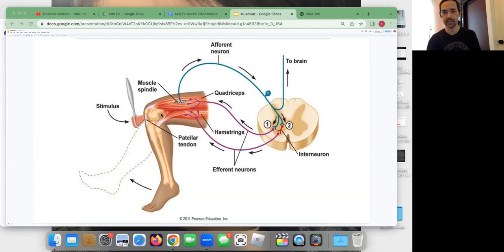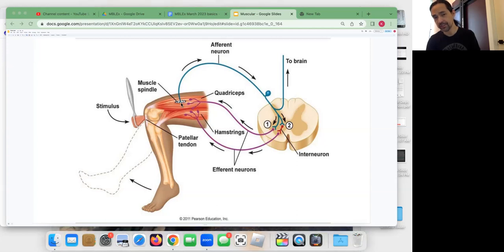Okay, so we're going to go back through the process now of the patellar reflex. When this rubber mallet taps the patellar tendon, which is connected to or part of the rectus femoris, part of the quadriceps muscle, it stretches the rectus femoris a little bit. The stretch is detected by which one, the intrafusal or the extrafusal fibers? If you said intrafusal, you are correct. It's detected by the intrafusal fibers, which play a sensory role. They pick up stretch and the speed of stretch.